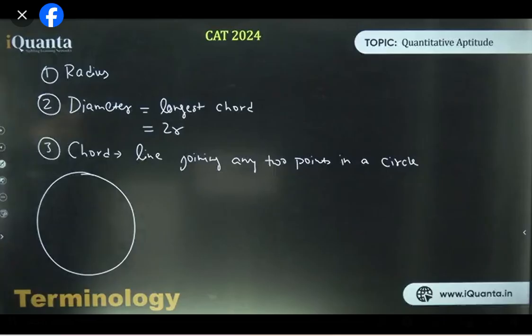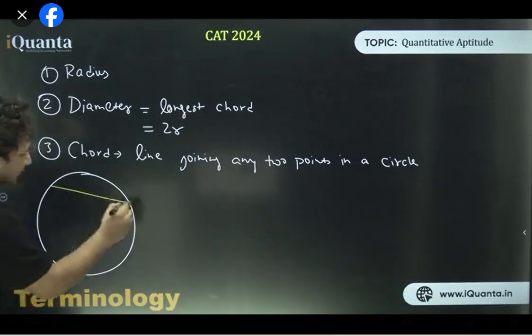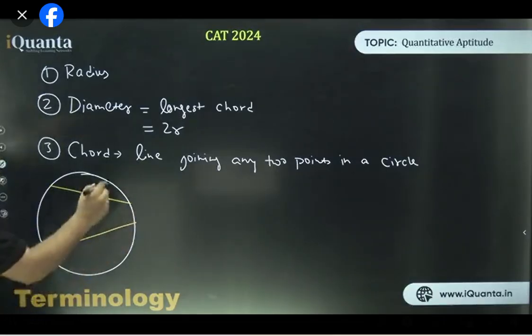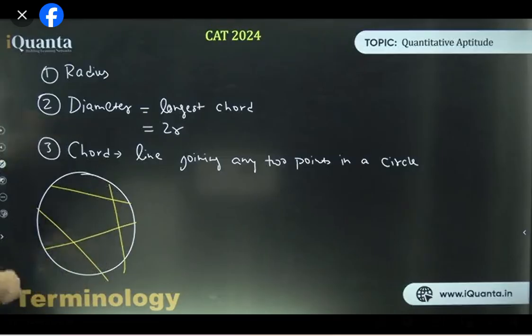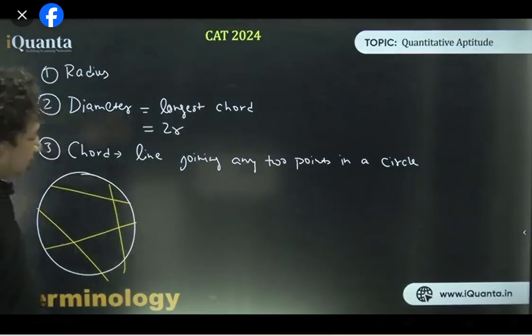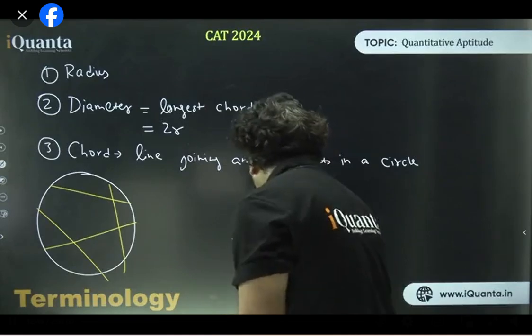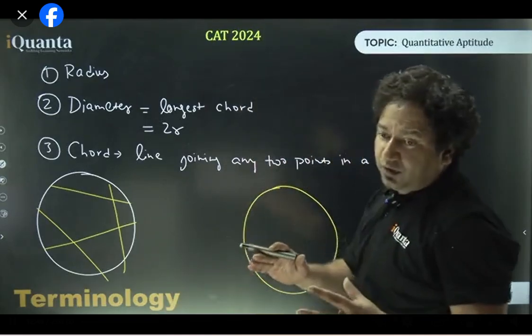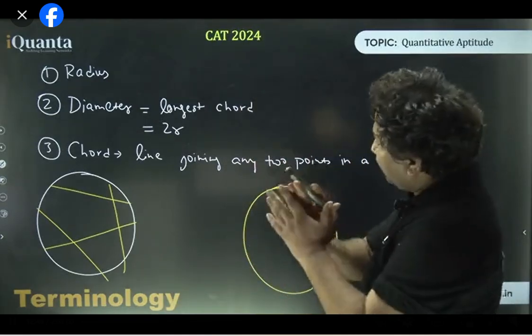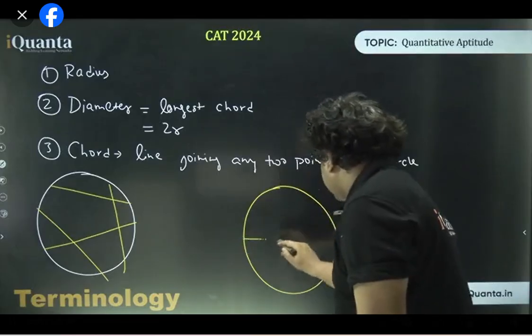Now look at this. If I join two points, this is a chord. This is also a chord. Everything is a chord. If I want to draw the chord of maximum length, it will pass through the center. Yes or no?